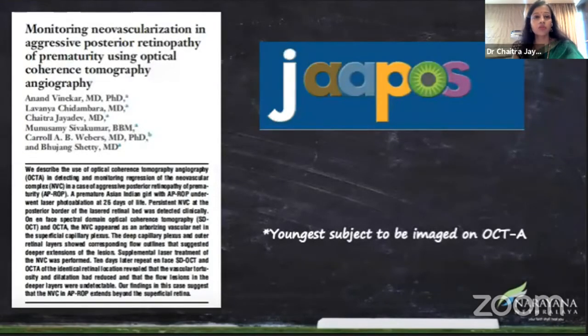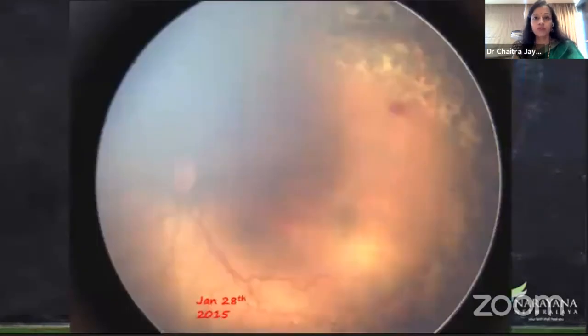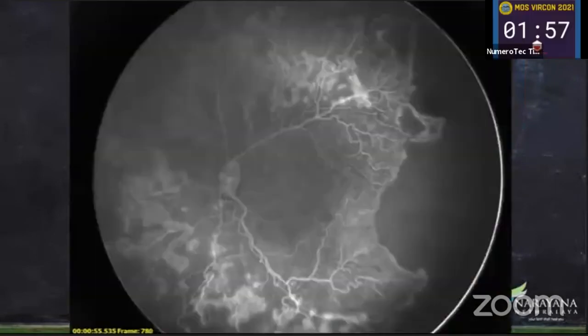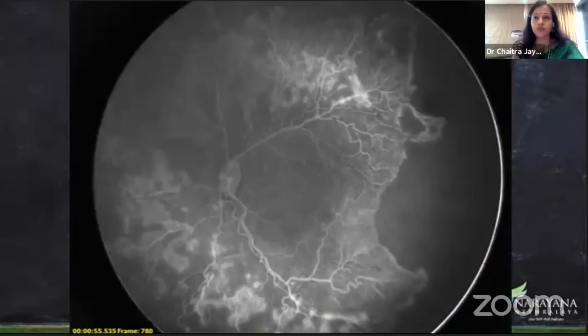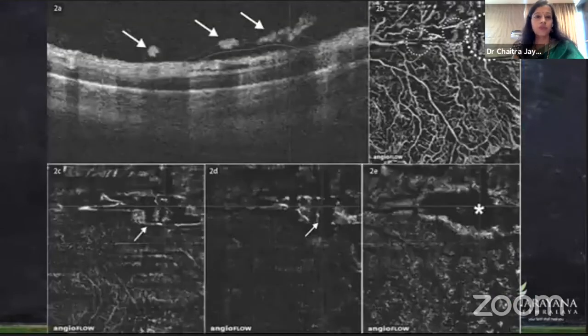Sometimes we want to image the macula. So this is monitoring the neovascularization of an APROP using OCTA. This is one of the first papers that was published using OCTA in one of the youngest subjects. So this is an APROP post laser showing a flat NV, and the FFA shows avascular retina and neovascularization. On the OCT itself, you can see superficial neovascularization.